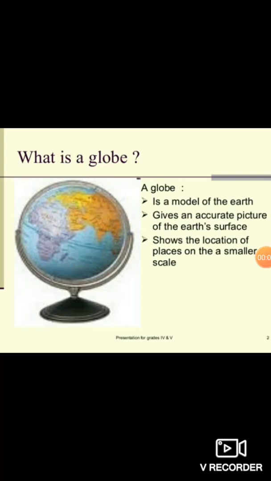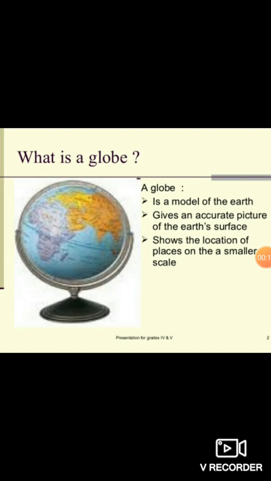Good morning, children. Today we are going to learn about the chapter Globe, Latitudes and Longitudes. Second chapter, Class 6 Geography. Have you seen a globe? Yes. Do you have it? Yes, it's a pocket globe.